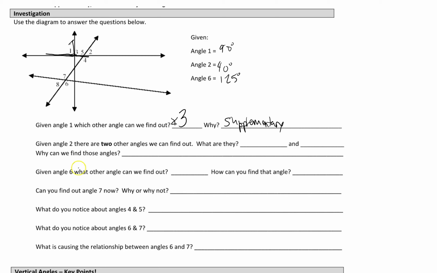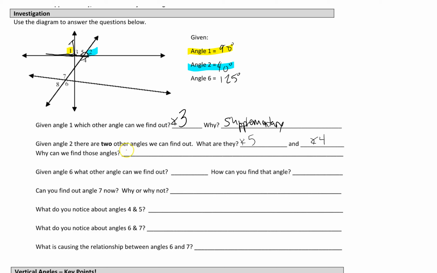All right, given angle 2, there are two other angles we can find out. I'm going to actually color code these. Here's 1. Here's 2. If we look at angle 2, there are two other ones we can find out. Angle 2 is supplementary with angle 5 and with angle 4.